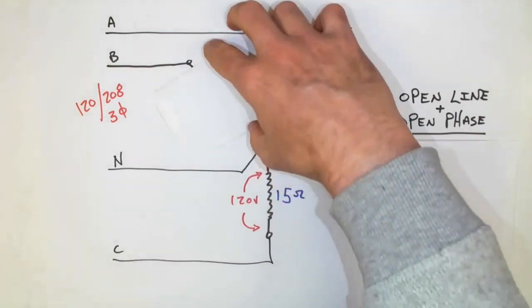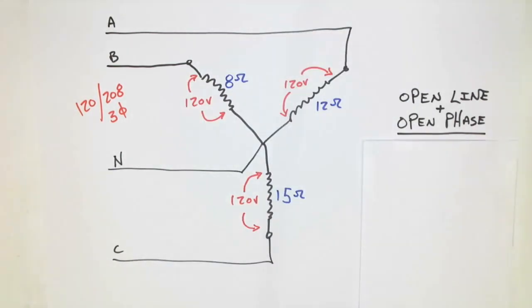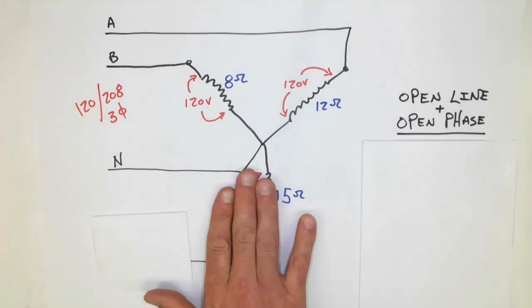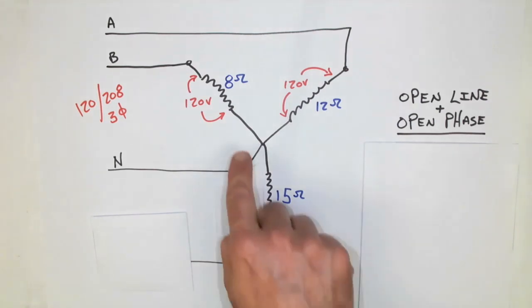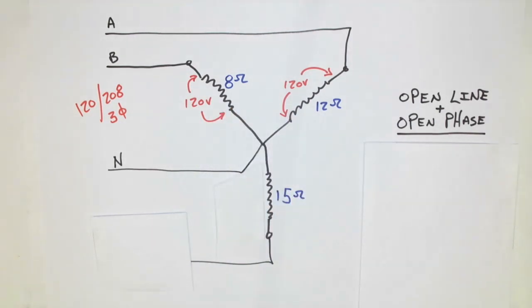So what about an open line condition? Well, for the individual loads, what if we had a blown fuse? If C was blown, well, that would then mean that now my C phase would see absolutely 0 volts. So now we have 0 current flowing through the 15 ohm resistor. What about the remaining 8 ohm and 12 ohm? They saw absolutely no difference.